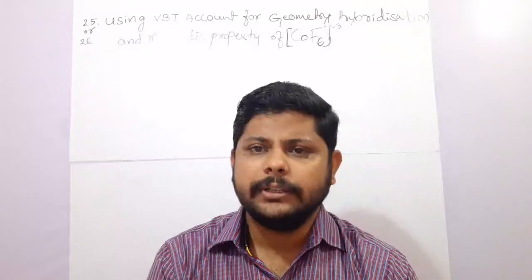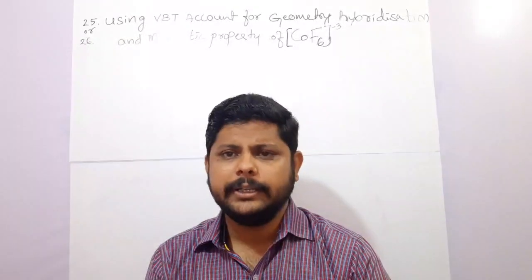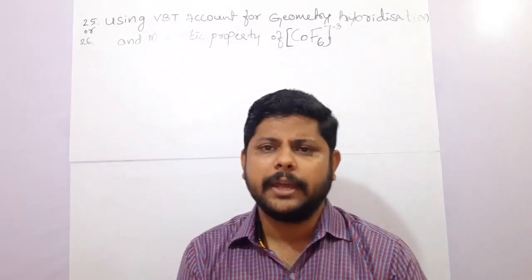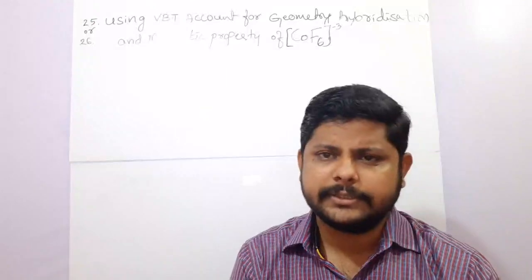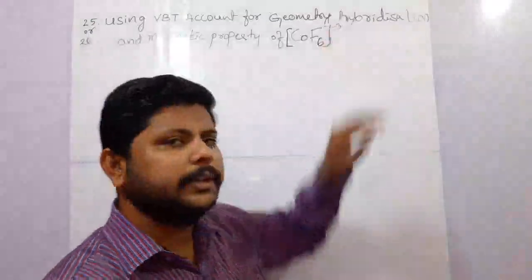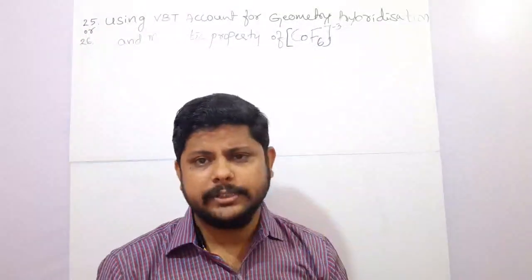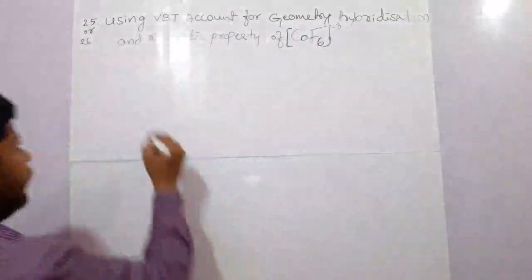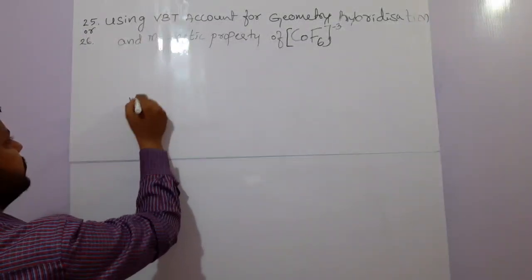There will be a question like this: using VBT, account for the geometry, type of hybridization and magnetic property of a complex. I am taking one example: [CoF6]3-. For this complex, you have to write three points. The first point will be the hybridization.